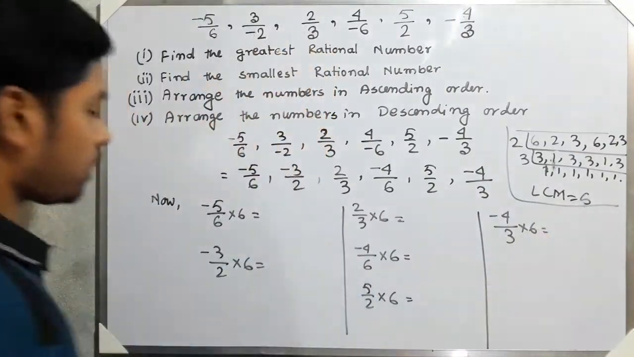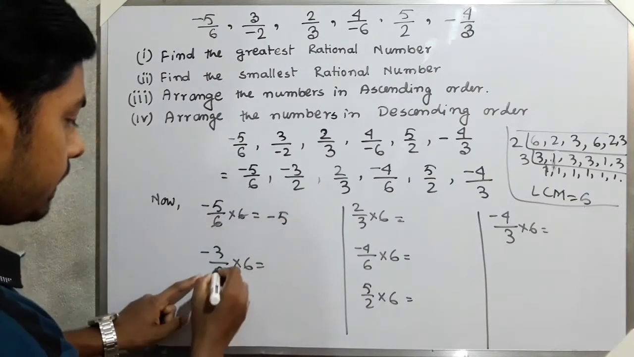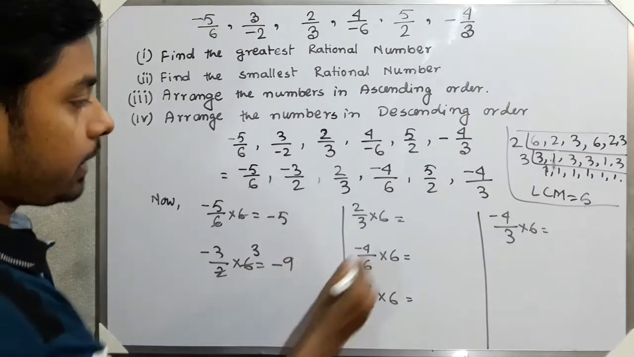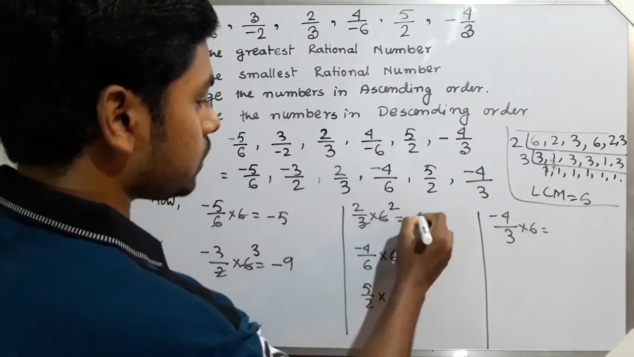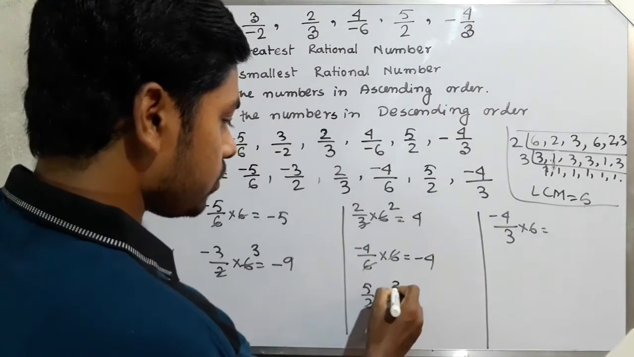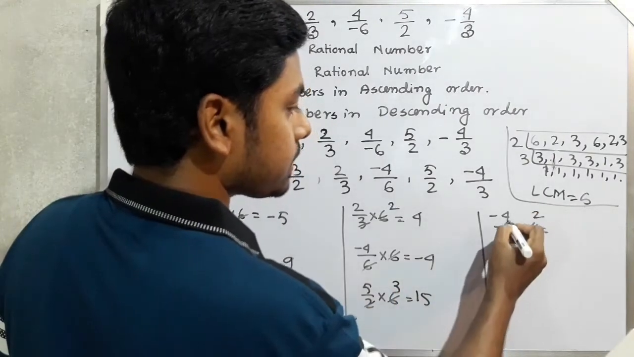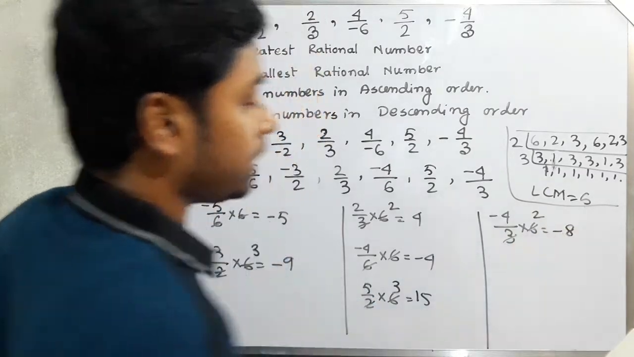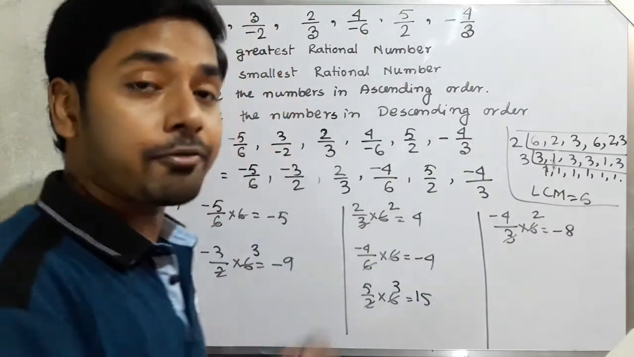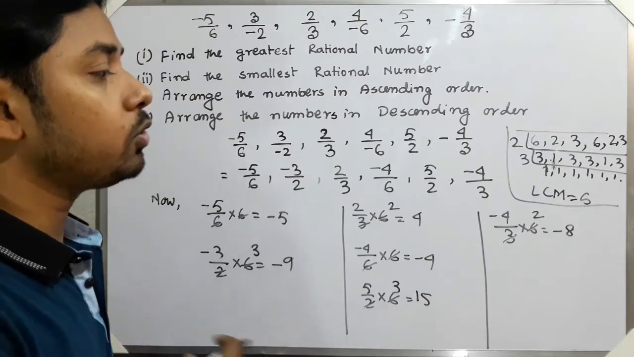Now we have to calculate it. 6 cuts with 6, so minus 5; 2 threes are 6, 3 threes are 9, so minus 9. Now here 3 twos are 6, 2 twos are 4, 6 and 6 cut, so minus 4; 2 threes are 6, 5 threes are 15; and here 3 twos are 6, 4 twos are 8, so minus 8. Now you have to compare all the numbers that you have got after calculating.